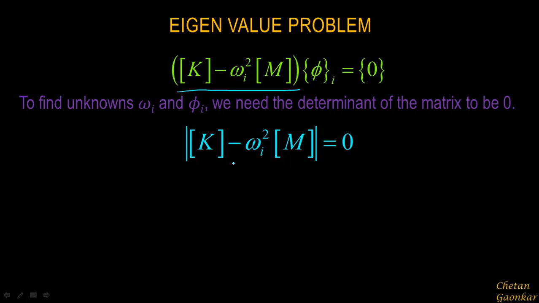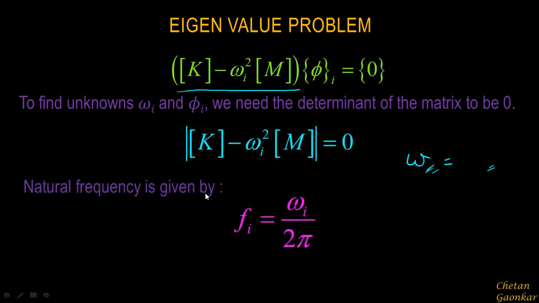So therefore we'll avoid that, and the only way to proceed is for the determinant of this part to be equal to 0. Once we solve this matrix determinant, we'll be able to find these different omegas, and once we find the different omegas, we'll be able to find the natural frequency.